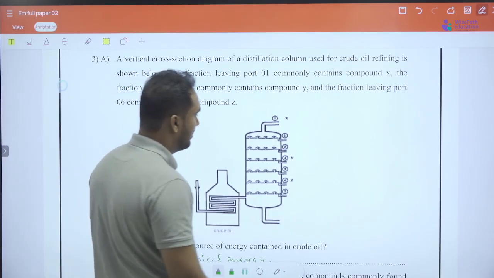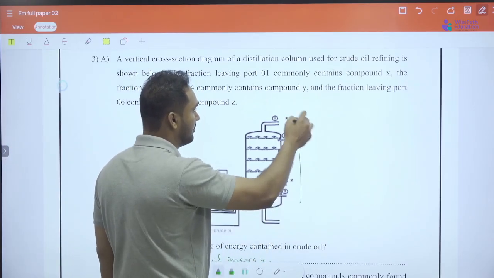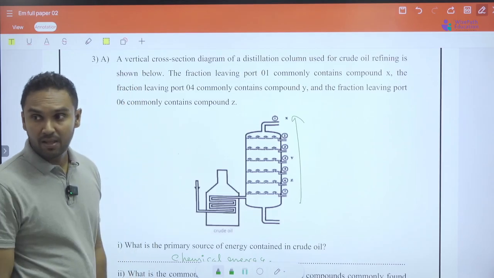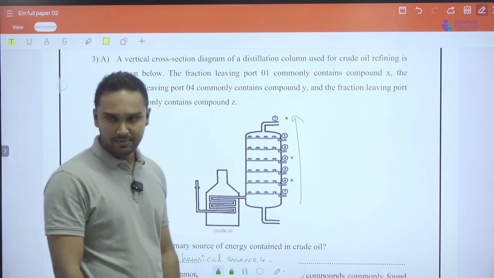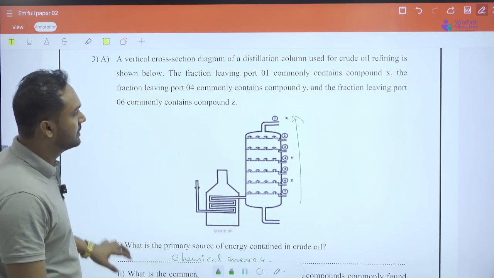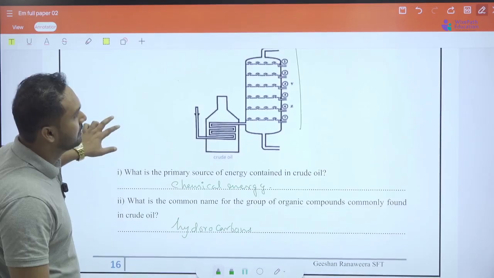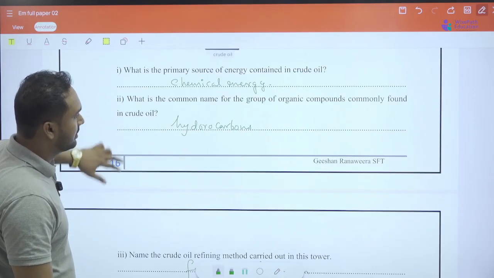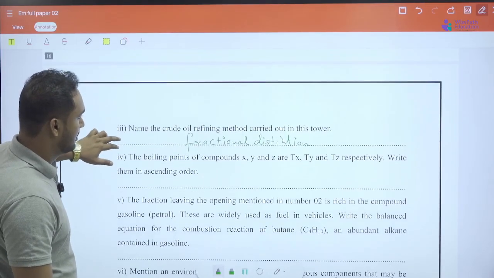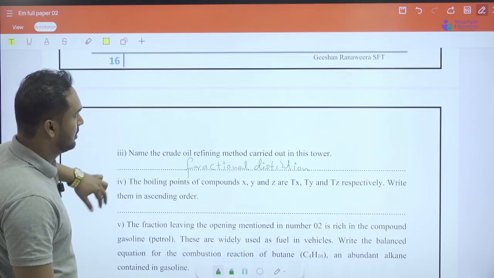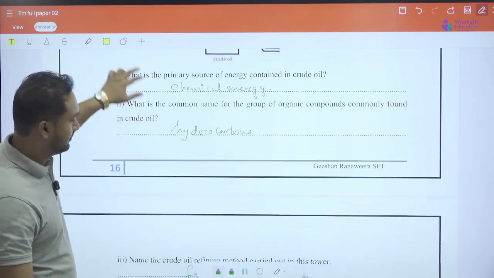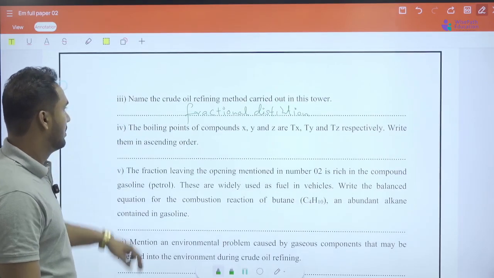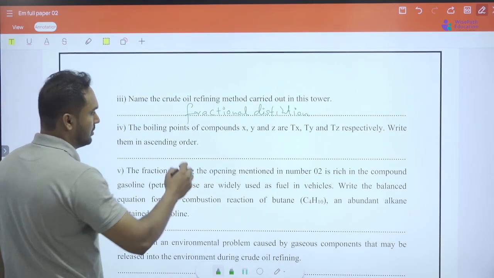So what happens to the temperature going up? The temperature decreases going up. So X has the lowest boiling point and Z has the greatest. X is at the top, so X is the lowest.